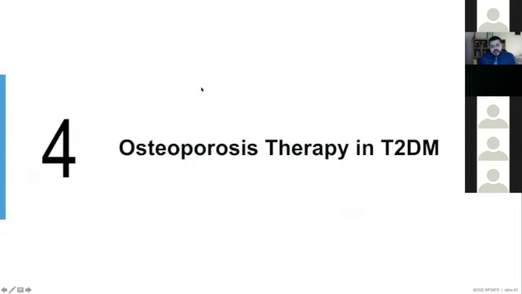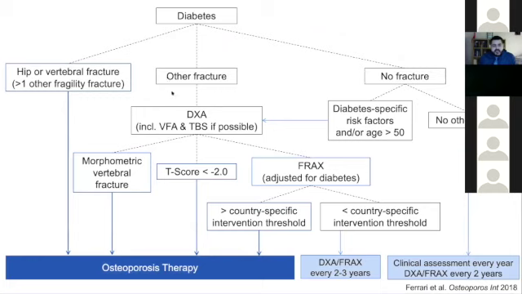And then this is just included for your reference, how to treat patients with diabetes. This is again from the IOF working group. A little complicated. They recommend treatment for osteoporosis if someone with type 2 has a hip or vertebral fracture. If they have a vertebral fracture on imaging, even if not clinical, they recommend treatment if T-score is -2, not -2.5. Or if after adjusting for diabetes in the FRAX, the country-specific thresholds are achieved. Otherwise, close monitoring of these patients with clinical assessment and repeating DEXA every 2 years.